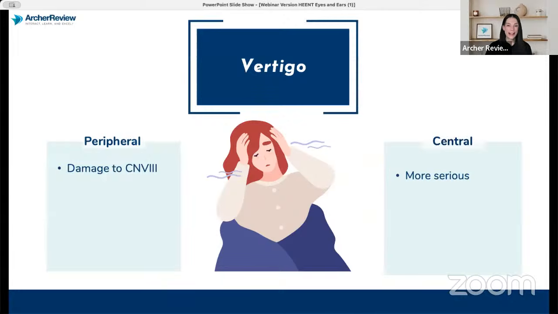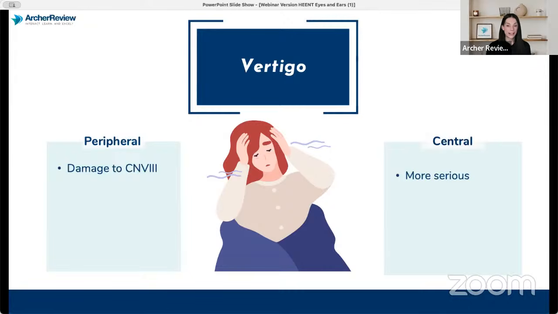So one last topic before we wrap things up, and this is a very, very common complaint in primary care, and that is vertigo. So we again are talking about cranial nerve 8. And if you don't know your cranial nerves Roman numerals, I would definitely know those for your exam. A lot of times the exams only use the Roman numerals when they are talking about the cranial nerves.